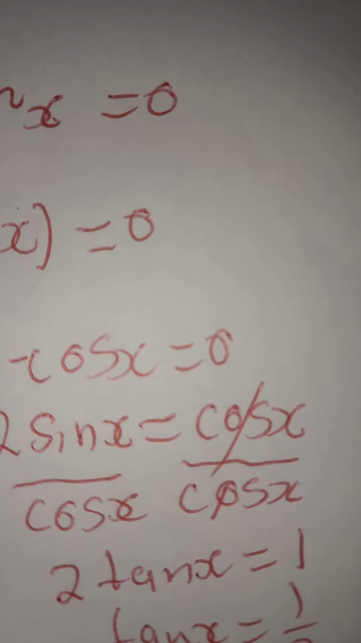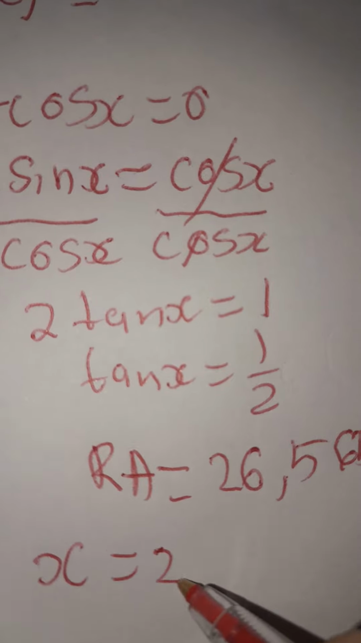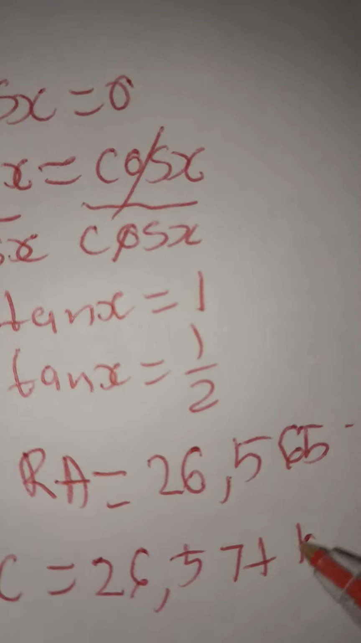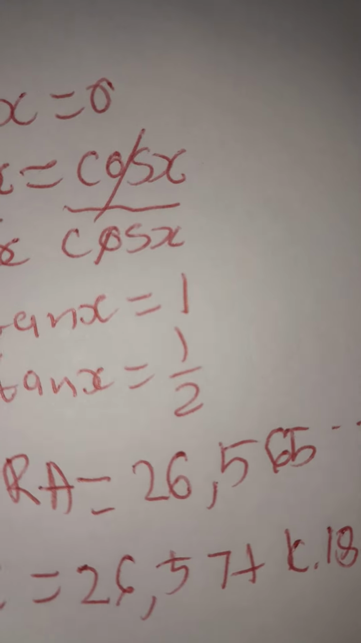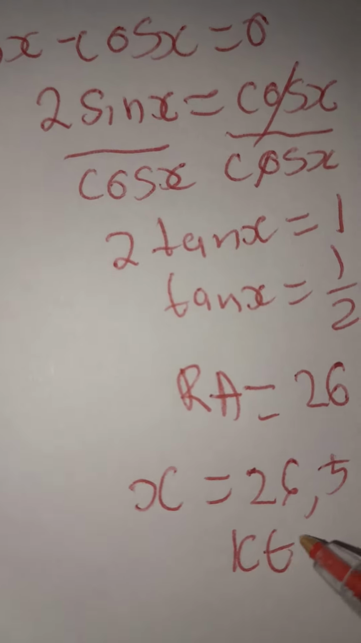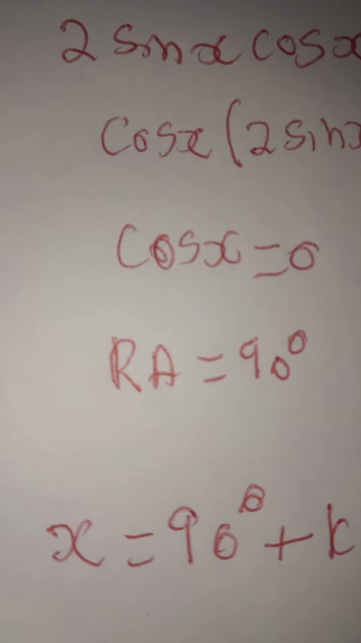This will be 26,57. Since it's tan, remember the period of time, that will be 180. So don't forget to write k. It's an element of integers, guys. You don't have to forget to write k. It's an element of integers.